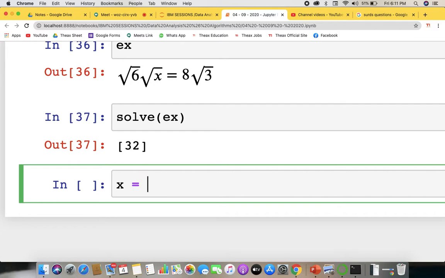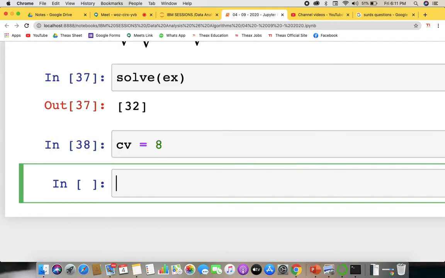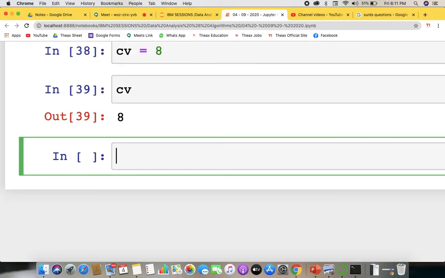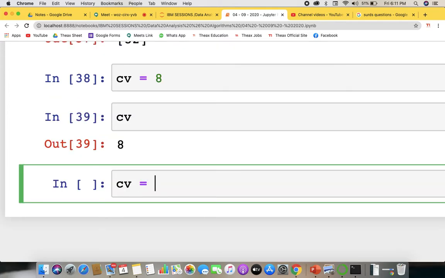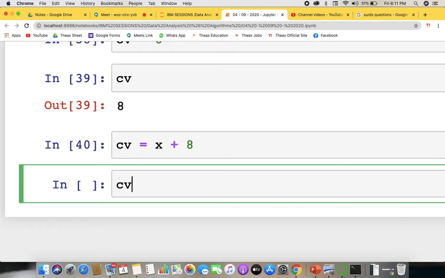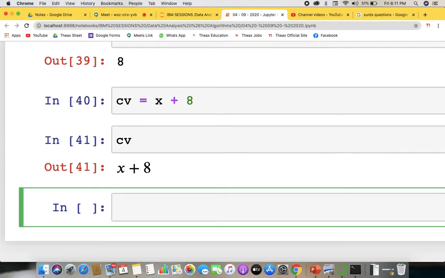Can you say, let's say, CV equals 8? So can you say if CV is equal to 8, or CV plus x equals 8, or something like that. So if CV is equal to 8, now I have defined that CV is equal to 8, right? So in such cases, if I say that CV is equal to x plus 8, right? CV equals x plus 8, right?